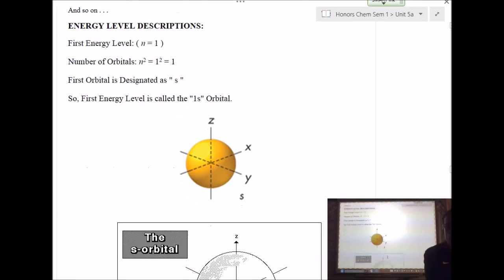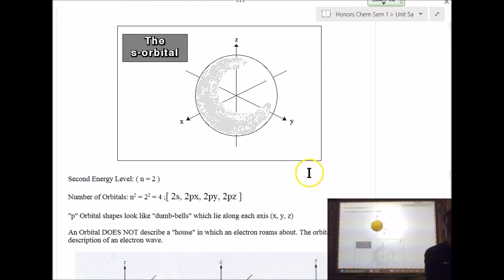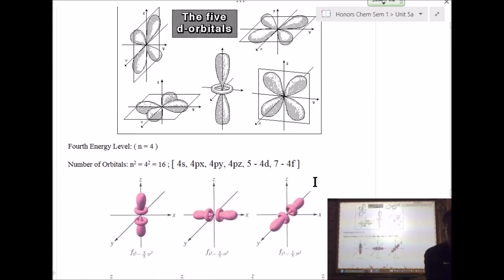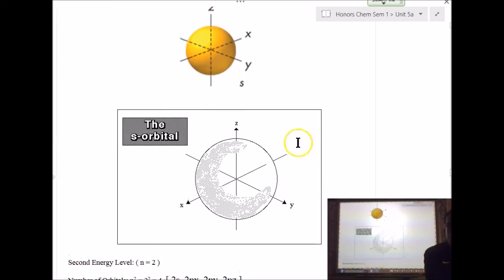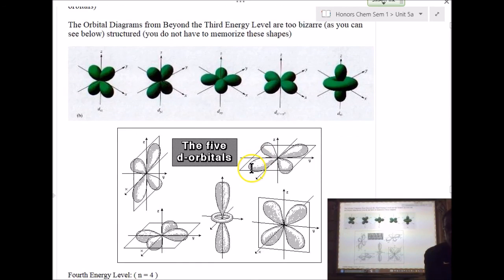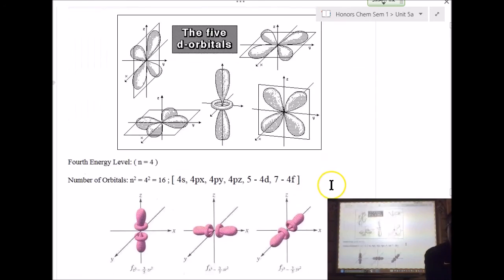Other fun stuff. Oh yeah, make sure that you know what the shape of an s orbital is and the p orbitals. I will not ask you about d and f. Okay? Again, know what s looks like, know what p looks like. I will not ask you about d and f. In terms of shape, I will ask you about how many there are, but not in terms of shape.